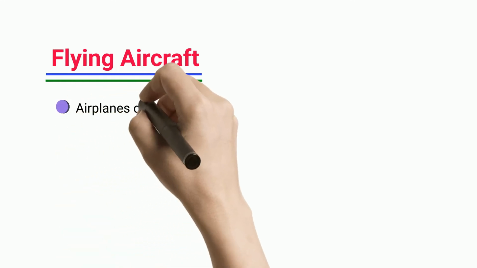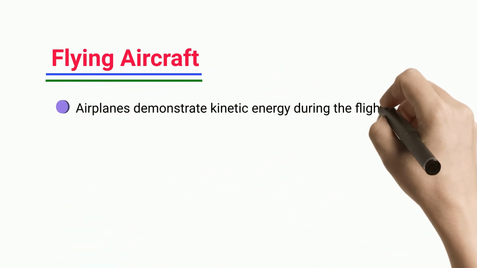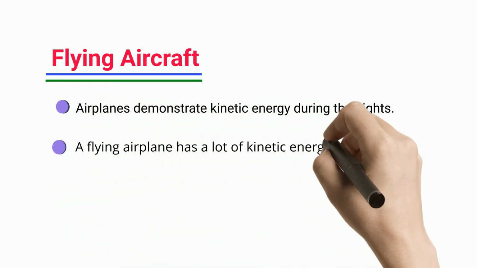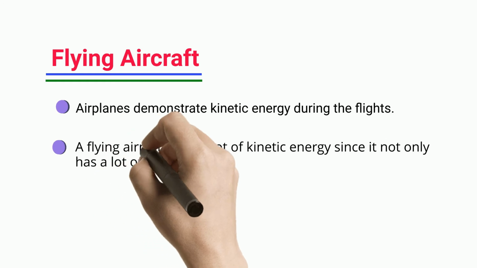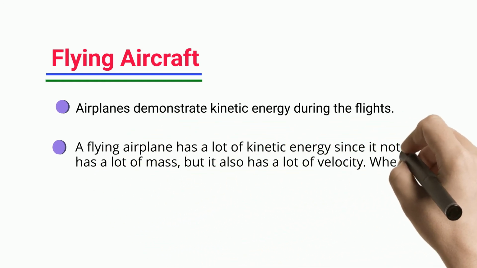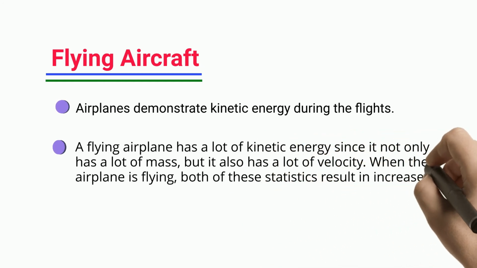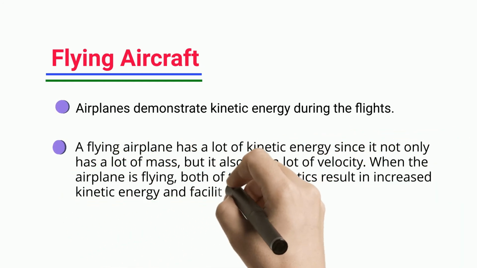Flying aircraft. Airplanes demonstrate kinetic energy during flights. A flying airplane has a lot of kinetic energy since it not only has a lot of mass, but it also has a lot of velocity. When the airplane is flying, both of these factors result in increased kinetic energy and help it soar up in the sky.